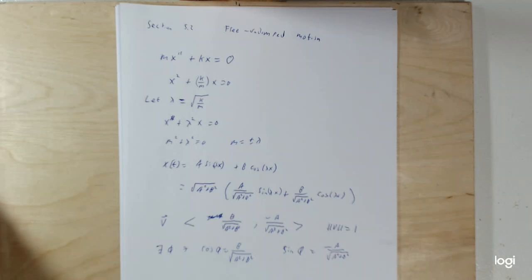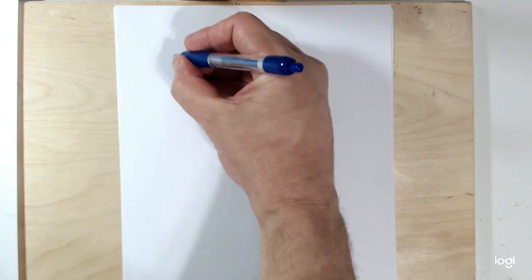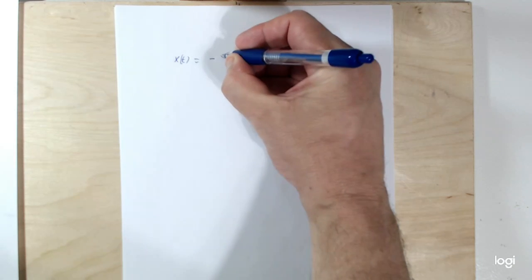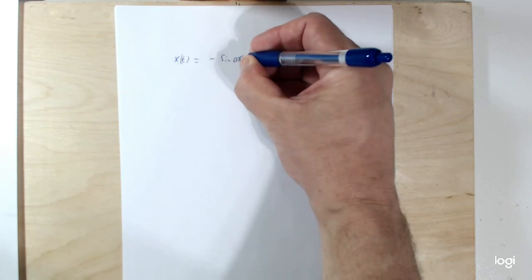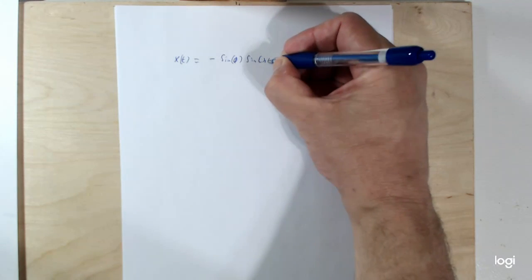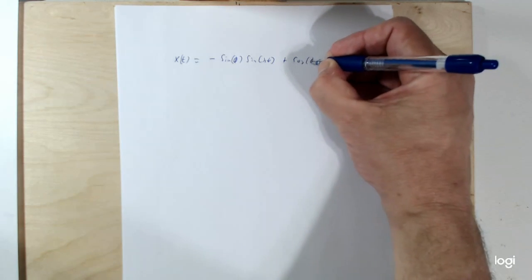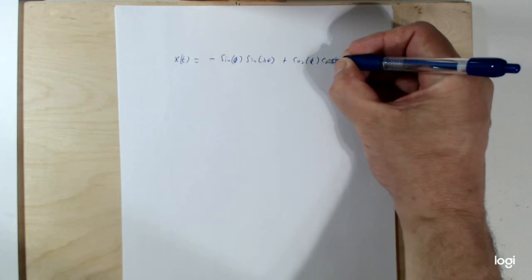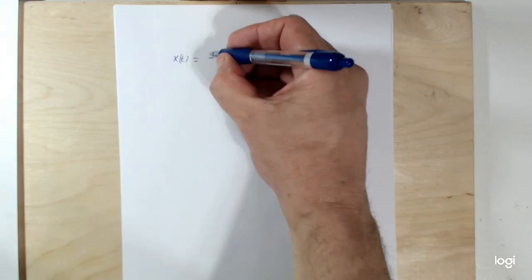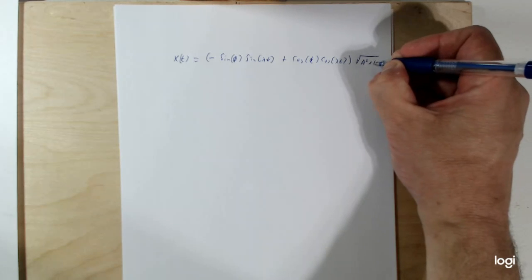And so we get this new equation that we can write: x of t is negative sine phi sine of lambda t plus cosine phi cosine of lambda t. And that whole thing we still are multiplying by root a squared plus b squared.